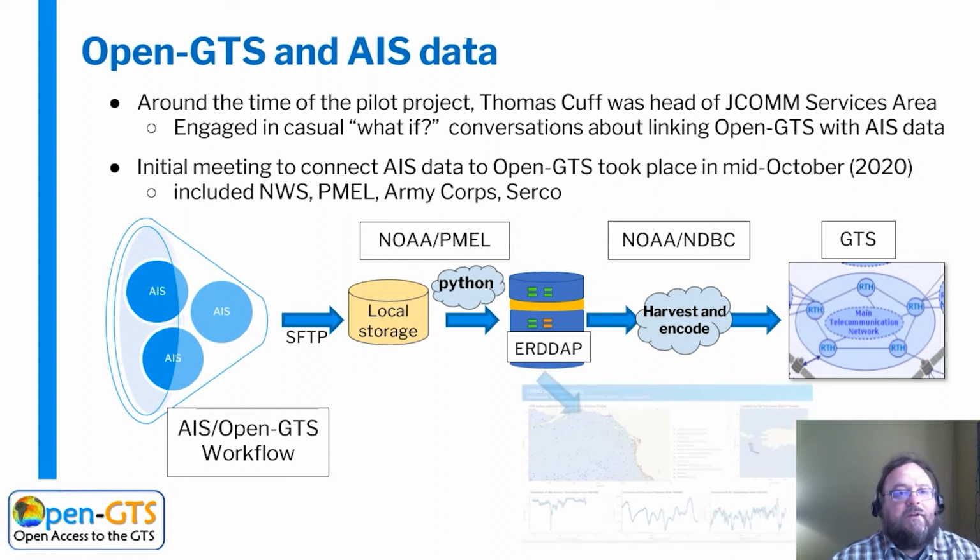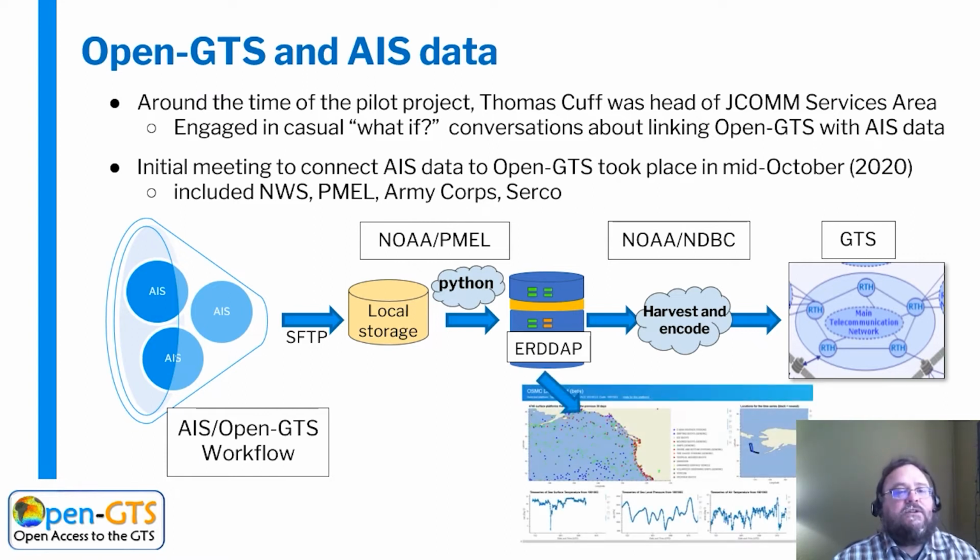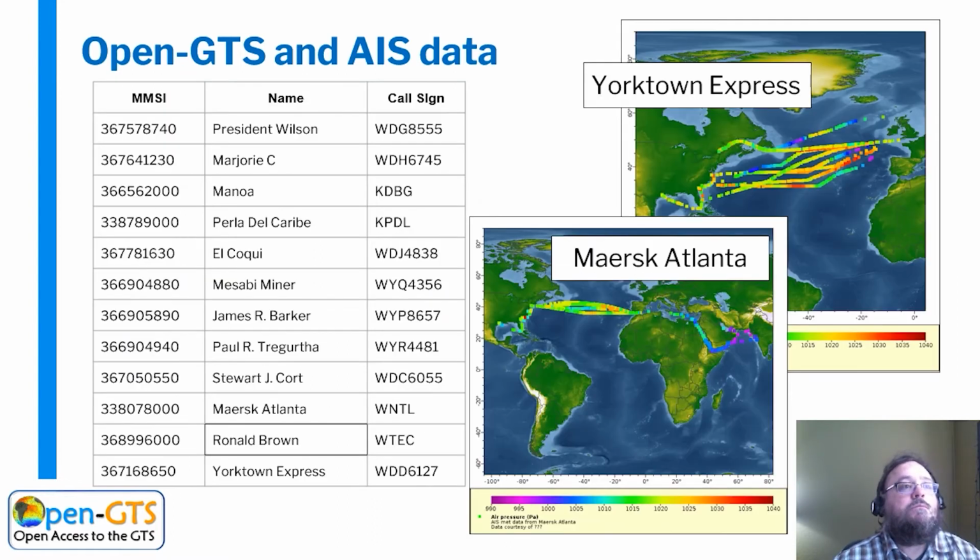Now, again, the great part about this is for those that don't have direct access to the GTS, they can actually access the same information going on to the GTS, but through ERDDAP services automatically. And another thing to note is that the data format we used was CSV. This wasn't a complicated format. It was quite straightforward to use. So here's a couple examples from the Yorktown Express and the Maersk Atlanta of the data through this process that was put onto the GTS, showing air pressure data. And there you can see the list of a dozen or so ships that we are working with at this point.